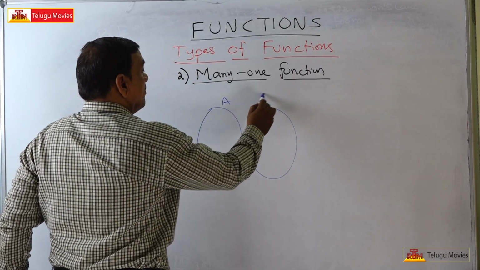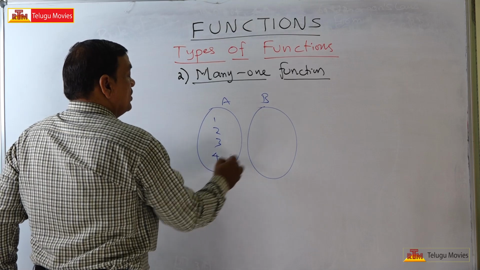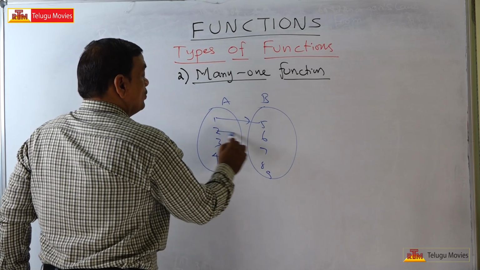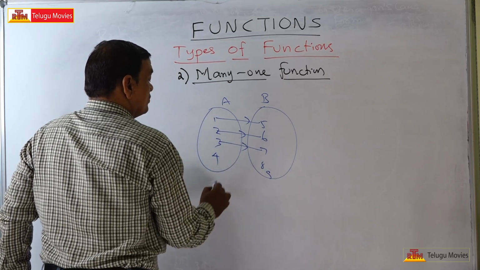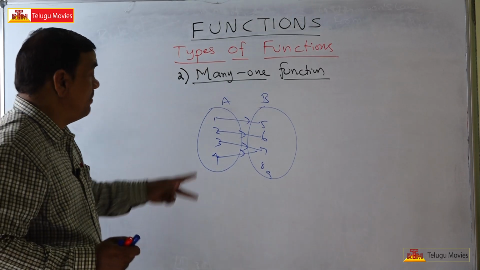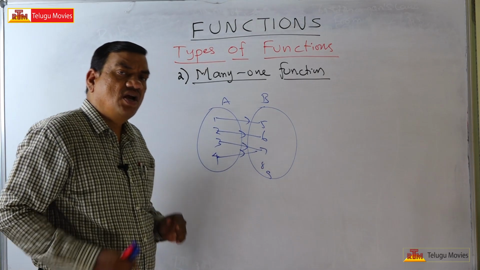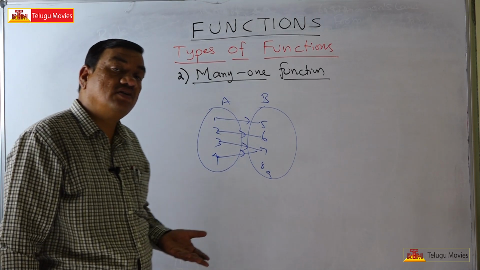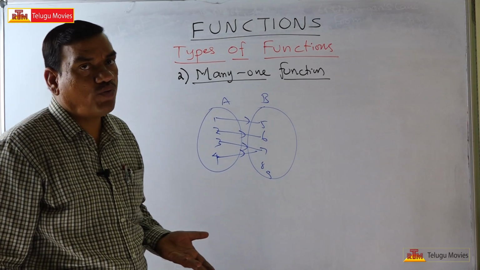Let us say A has 1 2 3 4 and B has 5 6 7 8 9. 1 is mapped onto 5, 2 is mapped onto 6, 3 is mapped onto 7, 4 is also mapped onto 7. Then it is clearly a many to one function, completely opposite of a 1 1 function. If a function is not 1 1, then obviously it is a many to one function.